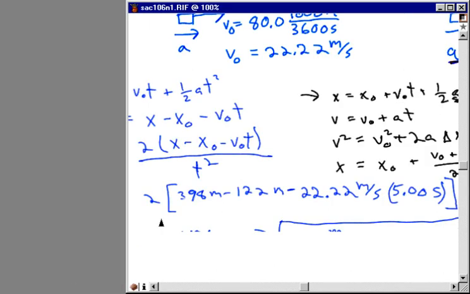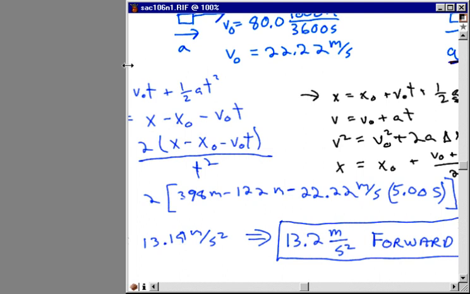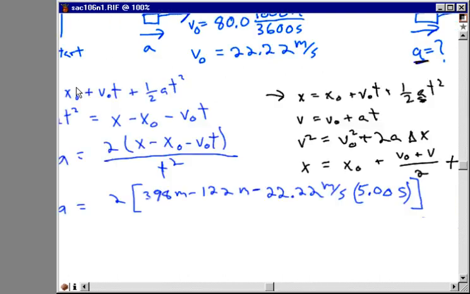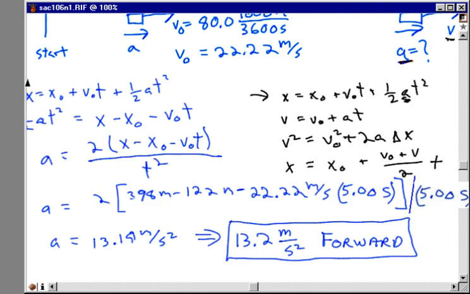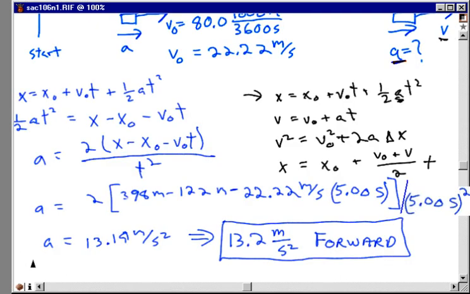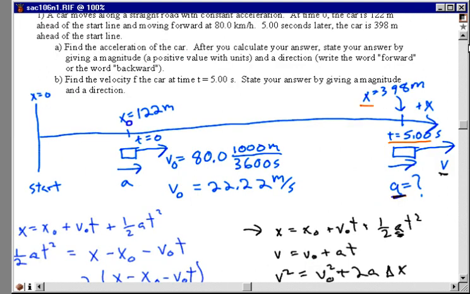Okay, there's a part B to this one. Let's just underline it there. Let's take a look at the part B. Find the velocity of the car. Looks like there's a letter O missing right there. Find the velocity of the car at time t equal to 5 seconds.